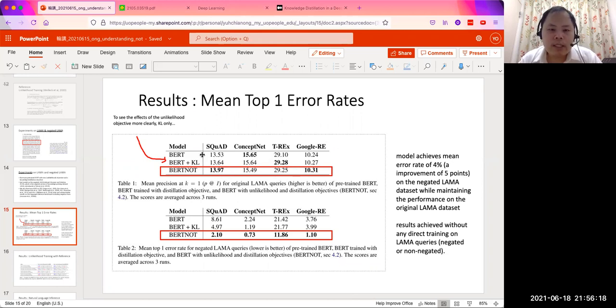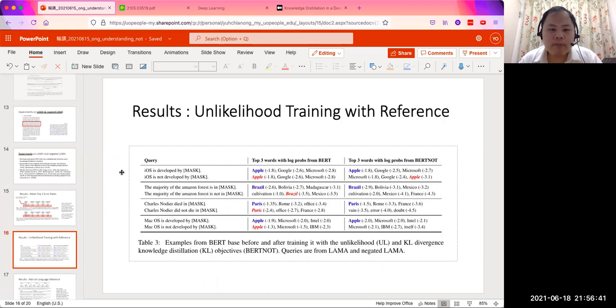Okay, and this is the measure for this LAMA that's not negated. As for the bottom table, okay, note that the numbers don't match because they are using different metrics. The bottom table uses the mean top one error metric. What is meant by the mean top one error metric? So for example, iOS is developed by obviously Apple, but iOS is not developed by, okay, it's supposed to say either Google or Microsoft. The interesting thing is that we only care about the top choice because obviously that is what the model is going to generate for us as the answer.